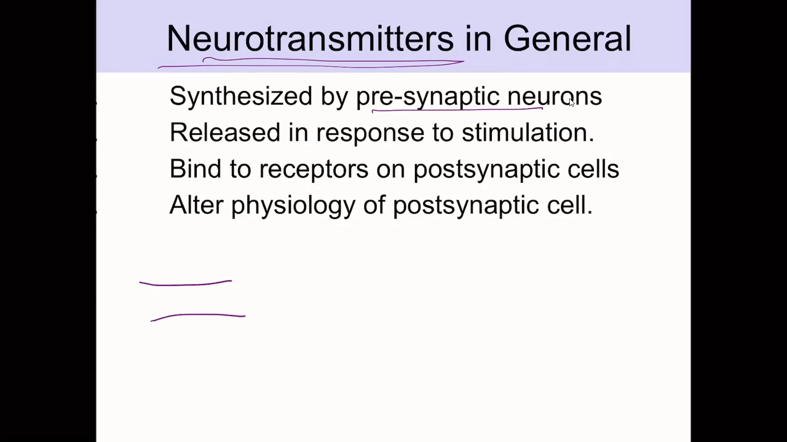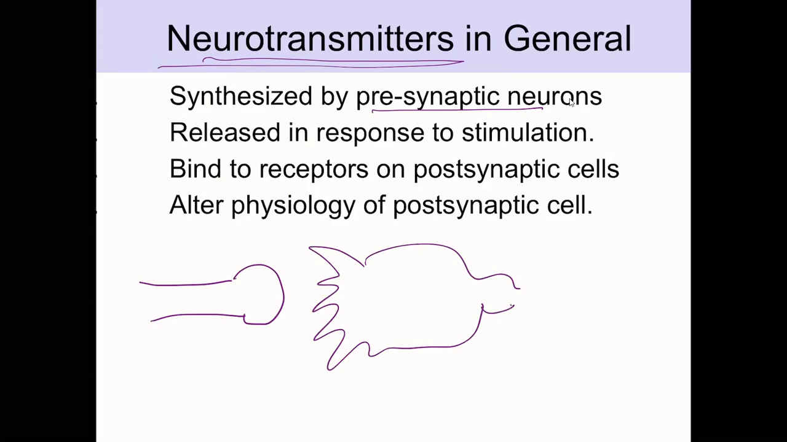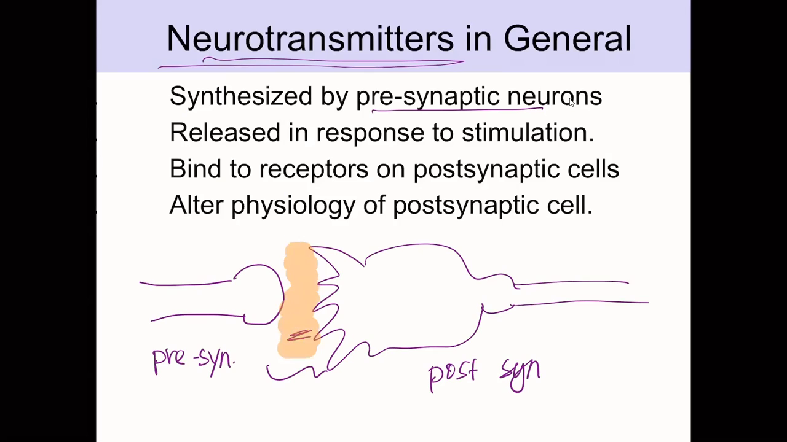Okay, so here are my neurons. This is my presynaptic and this is my postsynaptic. Here's the synapse, this is the synapse in here. Now this is going to release neurotransmitters. They're going to come in and bind. They're going to be made up here, and they're going to cause a change to occur down here.